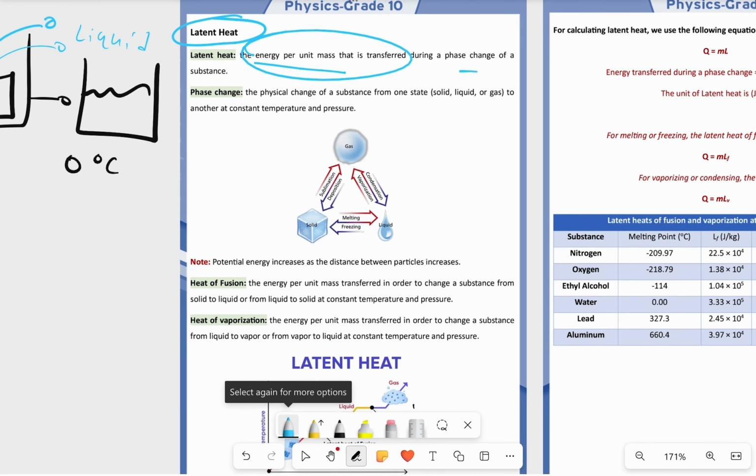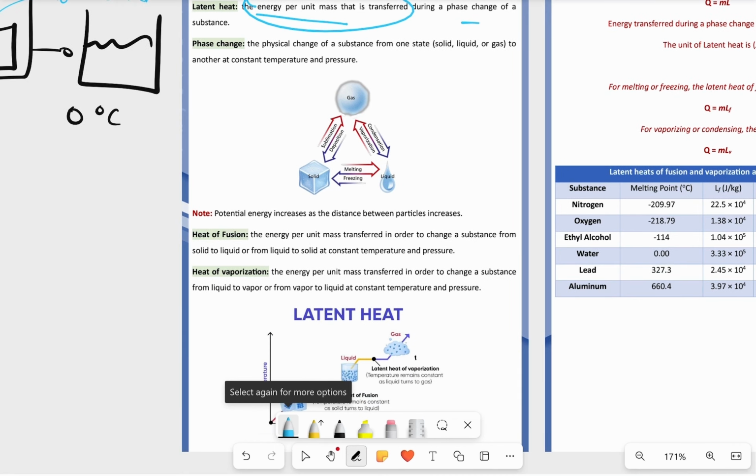What is phase change? Phase change is basically when a substance changes its state from one state to another. For example, solid to liquid, or solid to gas, or gas to liquid, which is condensation, and etc. Potential energy increases with the distance of the particles. So if the distance of the particles is increasing, potential energy is going to increase too.